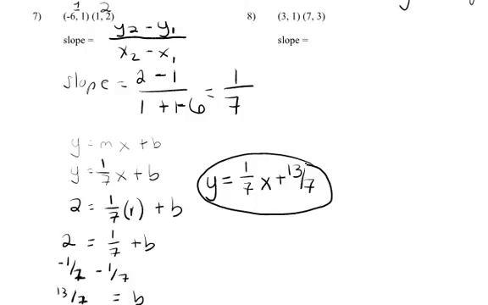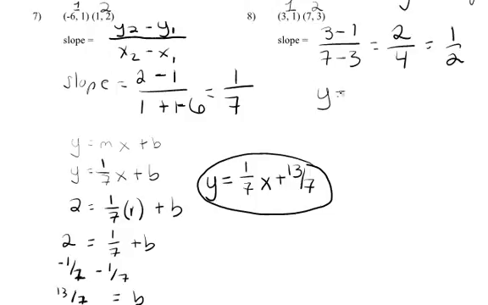And then lastly, we have this problem, which is, okay, so if we make this 1 and this 2, we have 3 minus 1 over 7 minus 3. So 3 minus 1 is 2. 7 minus 3 is 4. So that simplifies to 1/2. Okay, so that's our slope.